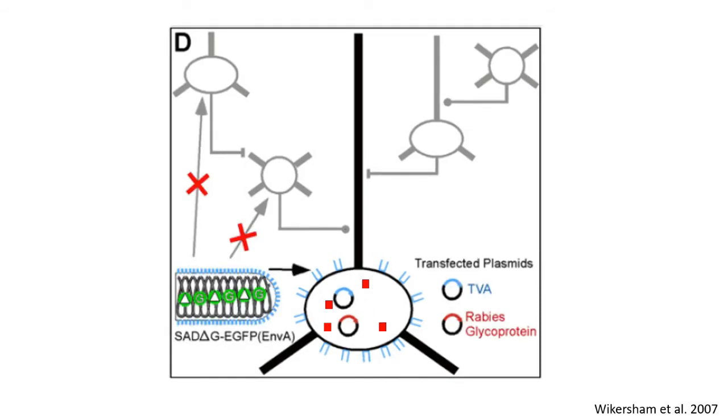Now, the modified rabies virus is injected so that it spreads across all of the cells, but it can only infect our one target cell that is expressing the TVA receptors.